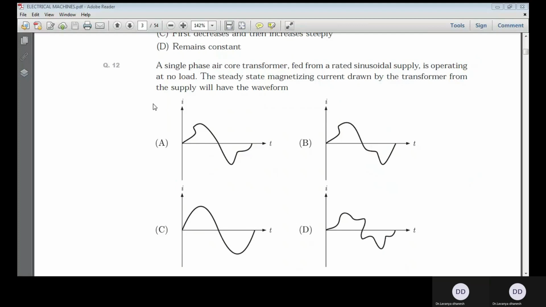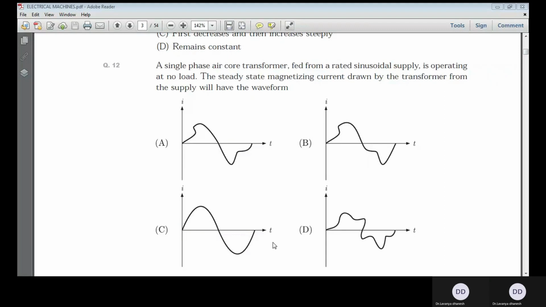Any idea for this? Since it is an air core transformer, what is the logic? How will the output be? You have four options A, B, C, D. The sinusoidal wave is being disturbed in various ways. The first wave is one type, the second wave is another type, the third one is a normal sinusoidal wave, and the fourth one is distorted at both the upper and lower end. So which type of wave will be right here?